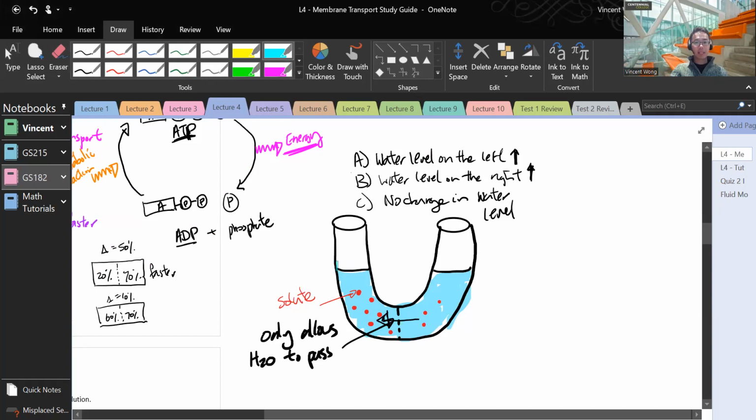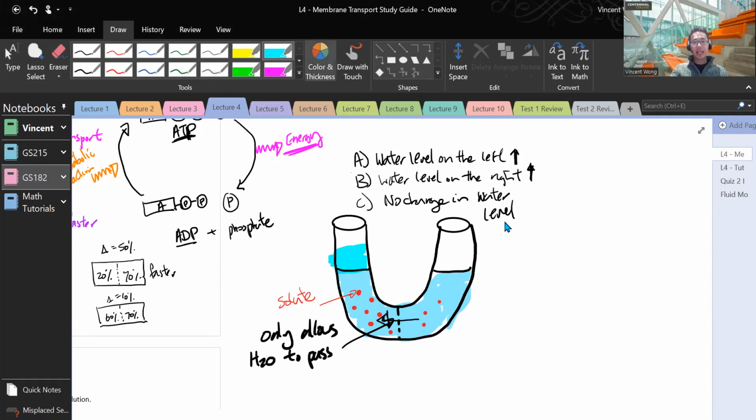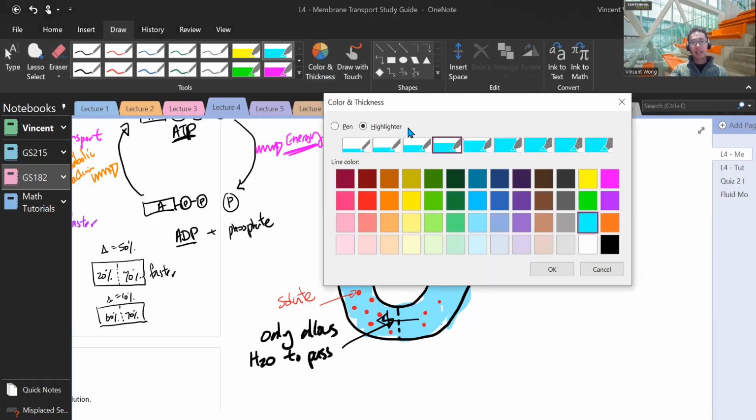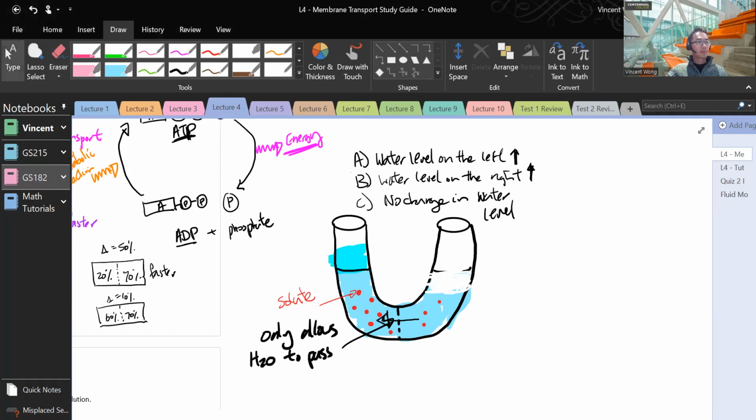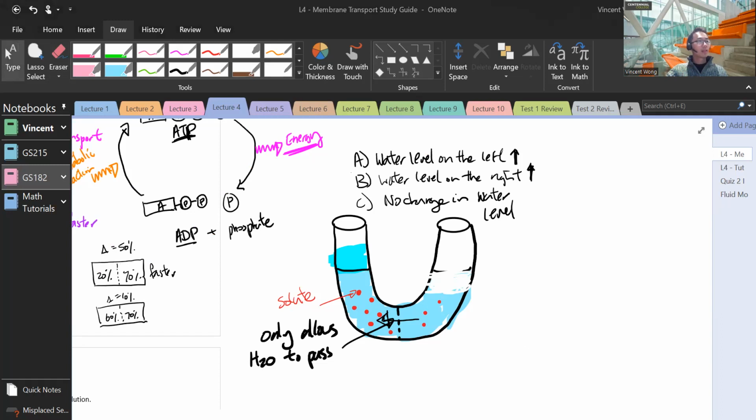And over time, what's going to happen is the water level will rise here on the left because the water is coming over, and then the water level on the right is going to drop. Okay. Does that make sense? For people who chose B and C, do you understand my explanation? Yeah. Okay, thank you. And if the rest of you need more clarification, please do let me know.